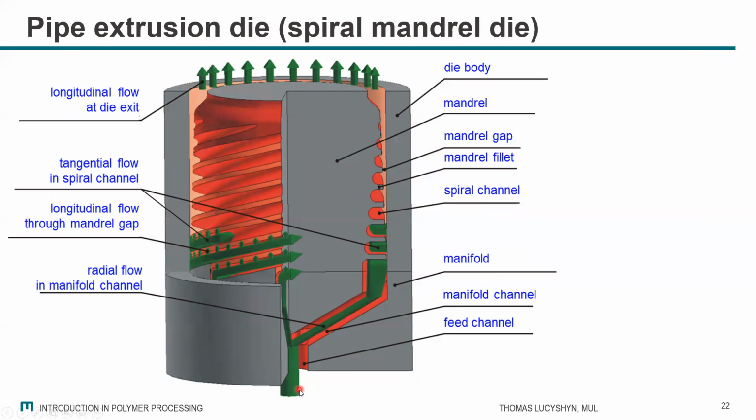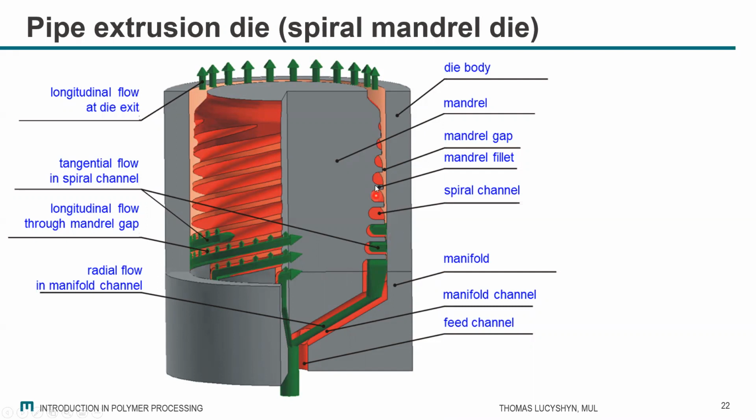So what it does is basically, first there are channels transporting the melt from the inside to the outside. And then we would have several channels and just some different flow paths there. So we have to distribute it over the circumference. And this is done via these spiral channels.